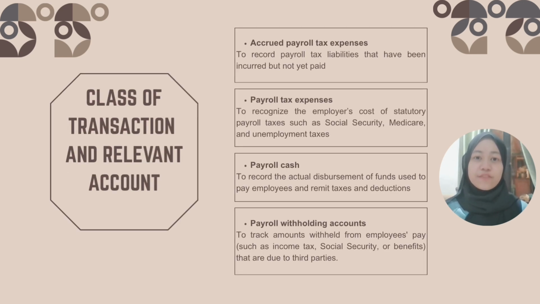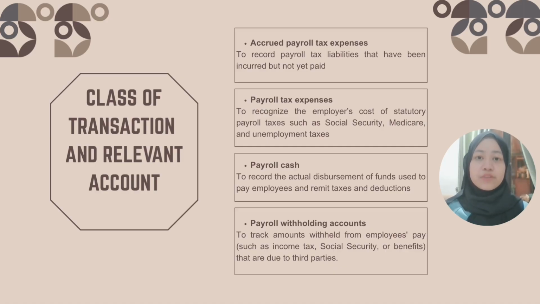Next is the class of transactions and relevant accounts for this exercise: accrued payroll tax expenses, payroll tax expenses, payroll cash, and payroll withholding accounts. The first one is accrued payroll tax expenses, which is to record payroll tax liabilities that have been incurred but not yet paid. The second one is payroll tax expenses, which is to recognize the employer's cost of statutory payroll taxes such as Social Security, Medicare, and unemployment taxes.